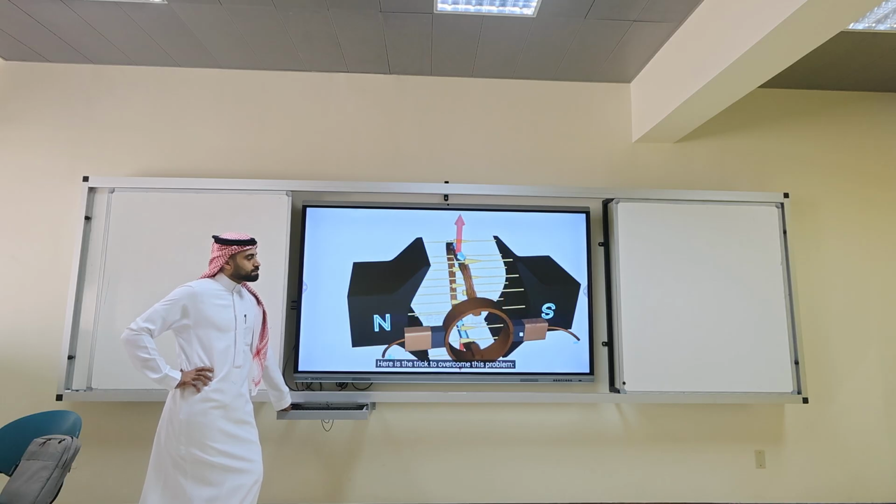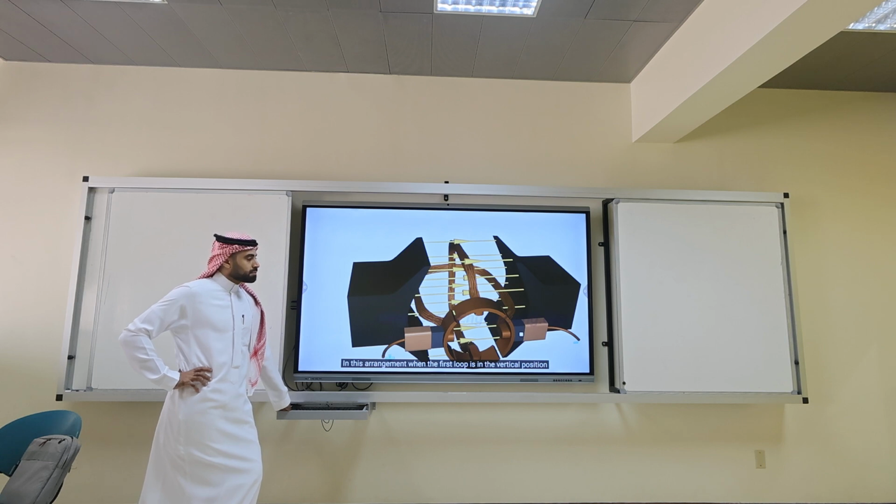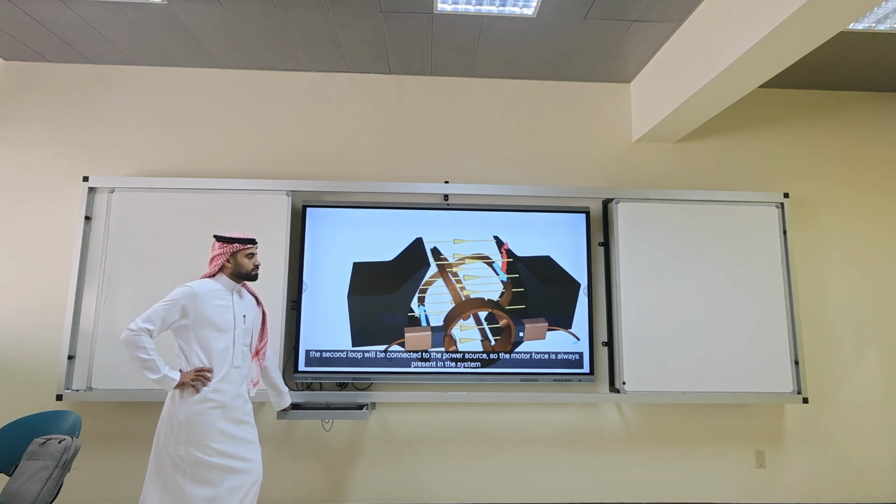Here is the trick to overcoming this problem. Add one more loop to the rotor with a separate commutator pair for it. In this arrangement, when the first loop is in the vertical position, the second loop will be connected to the power source. So a motive force is always present in the system.